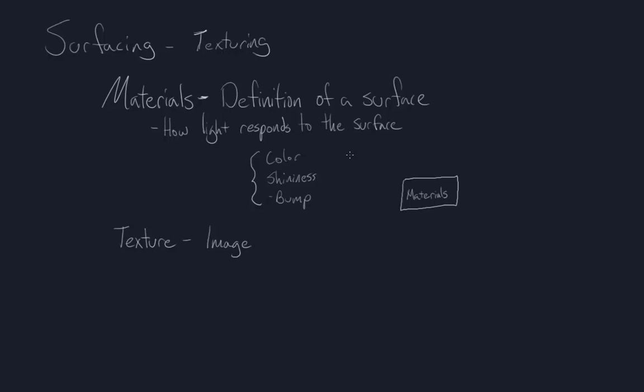These materials are going to have several different things like color, shininess, bump, and all sorts of other things, each of which can be defined by a texture. So you can have a texture that defines what color something is, which is fairly obvious. You can have a texture whose only job is to map out what parts of an object are shiny.